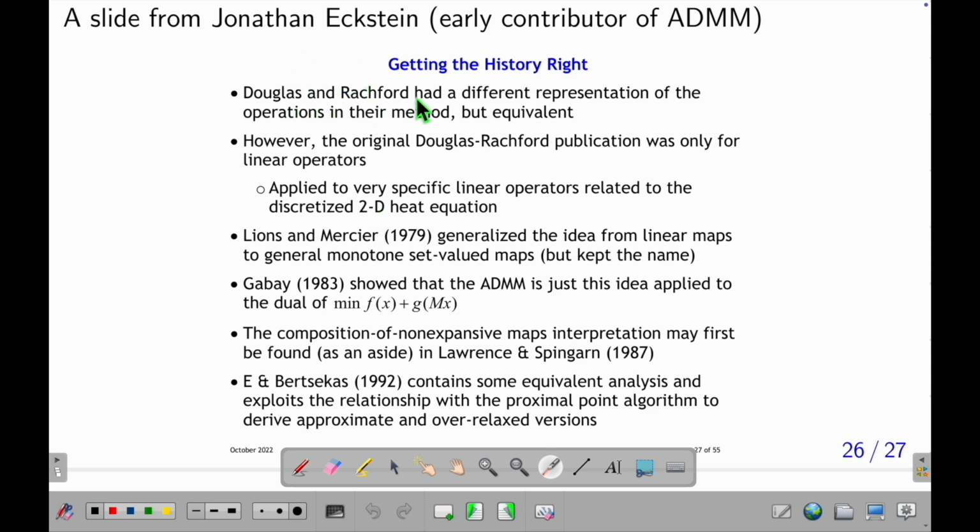It's basically Douglas-Rachford on what? On the heat equation, I think. And then, yeah, the 2D heat equation, and basically PDE. And later on, they extended it to something called monotone operators. Okay, not in detail. And then Gabay showed that ADMM is just applied to this. Yeah, I just talked about it, right? And then later on, other people did other things. Okay, so this is the idea of ADMM.